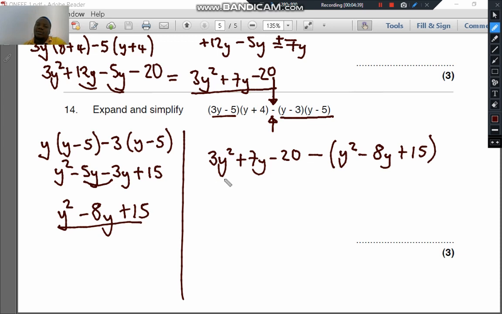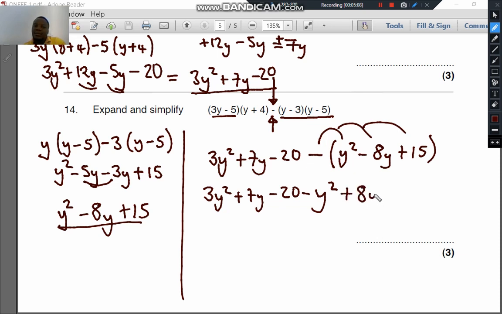So now we're just going to do a drop down. So you say 3y squared plus 7y minus 20. Now, you multiply the negative over the brackets. So negative times positive y squared, we're going to have negative y squared. So you see, if there were no brackets, there was a danger of just putting the plus y squared. The negative times this negative here gives us plus 8y. The negative times this positive gives us minus 15. So this is what we've got here now.